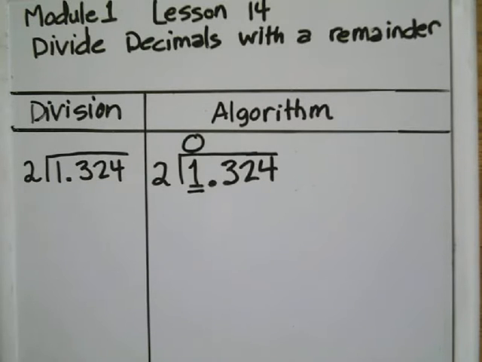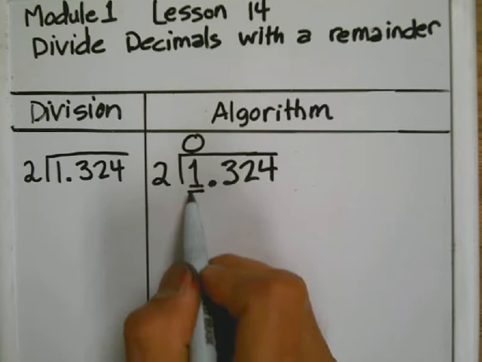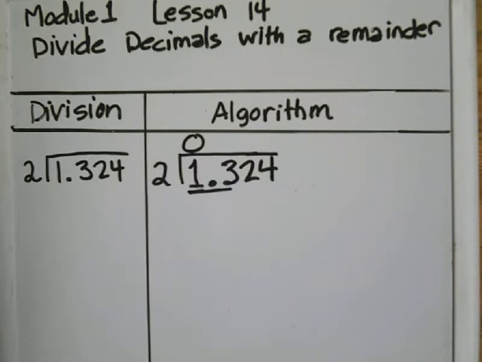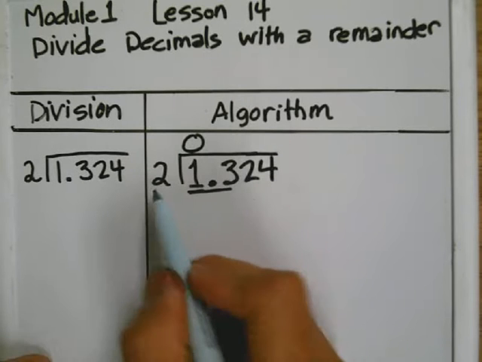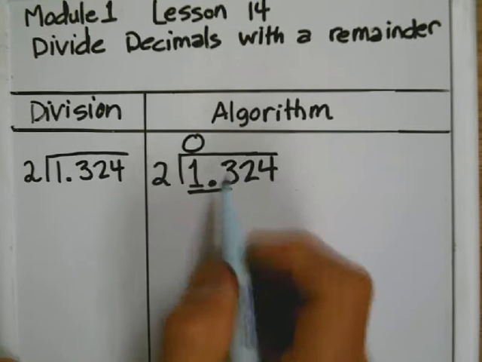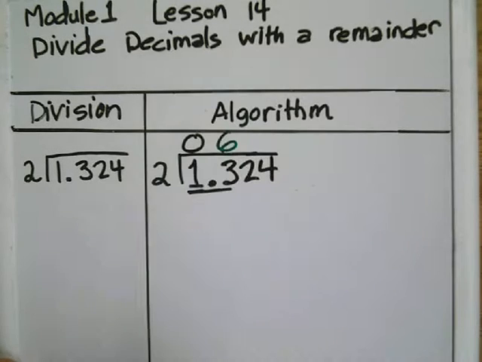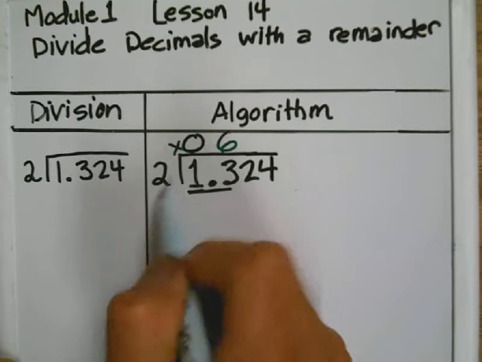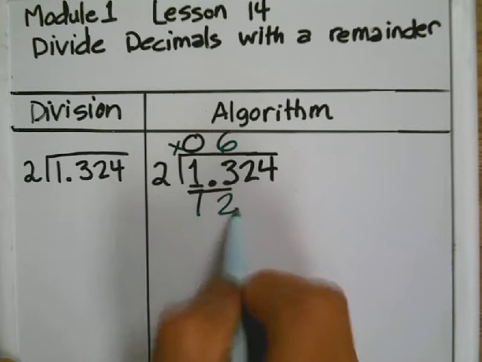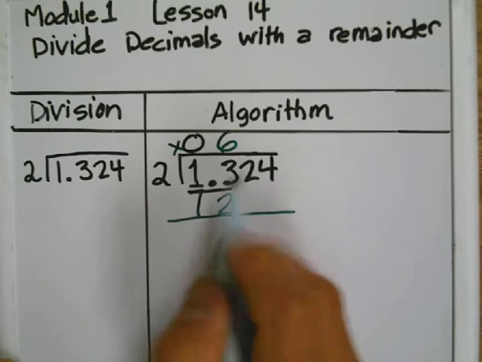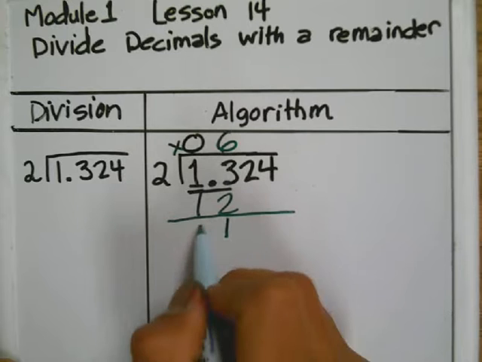Okay? So now the next step is, then you connect these two together and you make it 13. And now you say, how many groups of 2's can you make out of 13? And the answer is 6. Then you say 6 times 2 equals 12. And we have a remainder of 1.